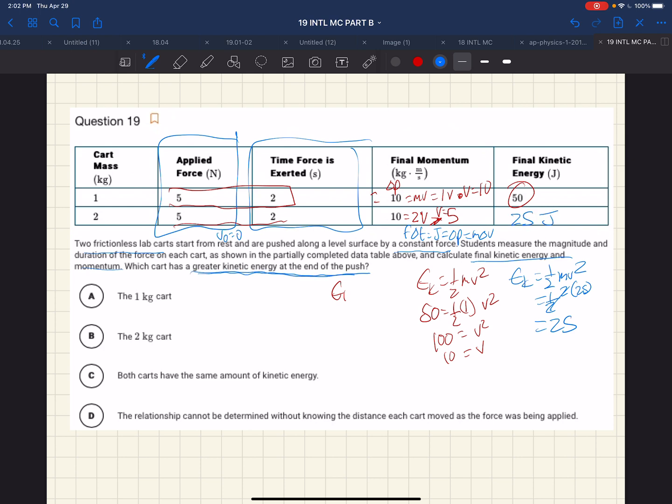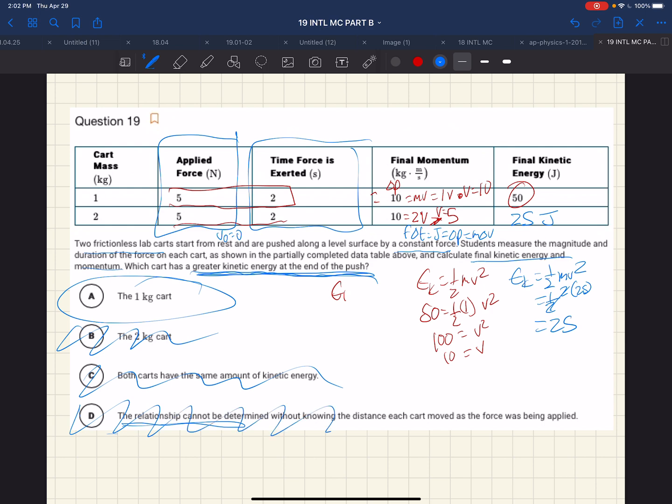Which cart has a greater kinetic energy at the end of the push? Well, that's the 1 kilogram cart. Definitely not the 2 kilogram cart. They don't have the same kinetic energy, and the relationship can be determined. We don't need the distance. All we need is the force and the time to get the impulse.